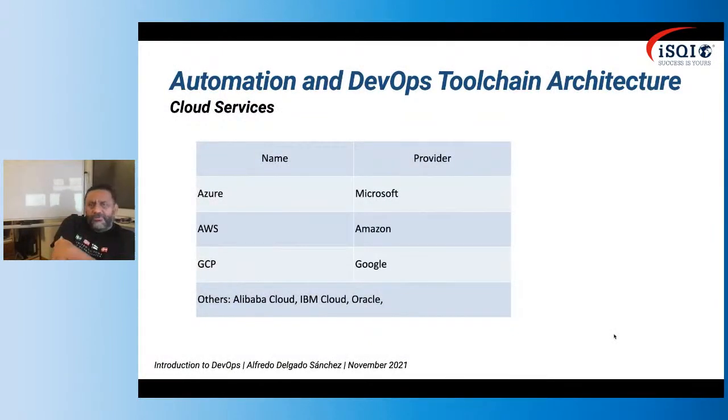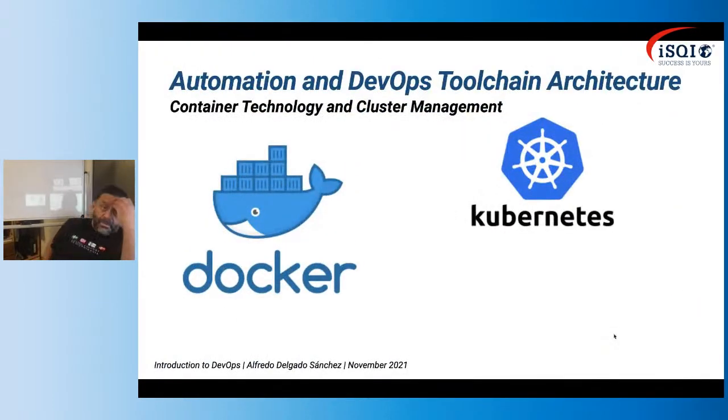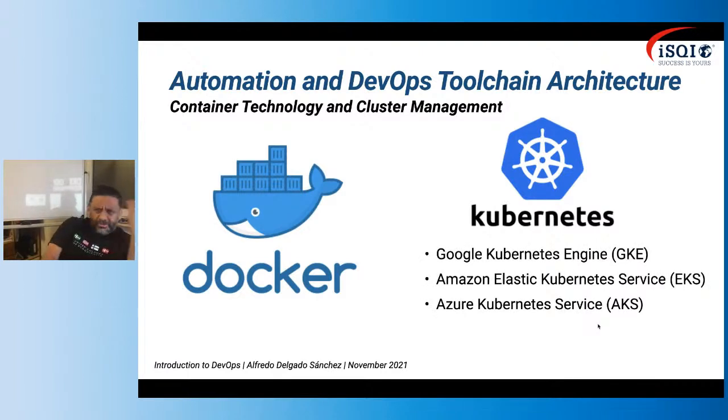And of course, very important in the toolchain for DevOps are the cloud services. Here I put only the main three cloud services. There are also others. Regarding container technology and cluster management, one of the main container technologies is Docker. I think it's not the only one, but it's the most used. For cluster management, Kubernetes is also very used. You can also find these cluster management services in the different cloud providers, like Google Kubernetes Engine, Amazon Elastic Kubernetes Service, and so on.